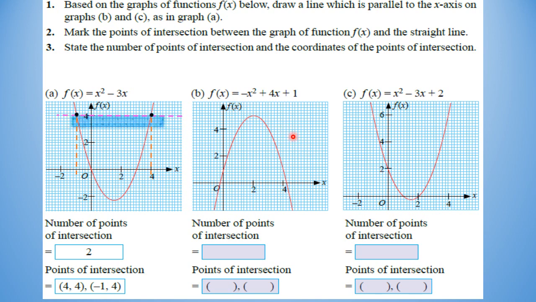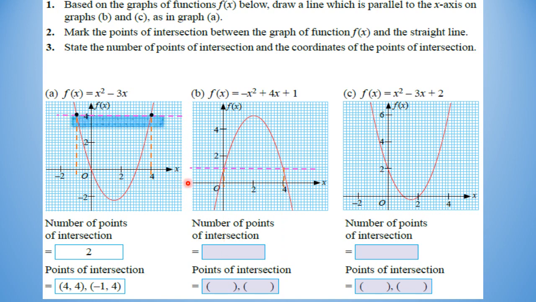Also the same. You draw a straight line that is parallel to the x-axis. You can draw y equal to 1, y equal to 2, y equal to 3, y equal to 4, and so on. If you want to draw y equal to 2.5, also can. But I choose a whole number here. I prefer to choose a whole number. Example, I choose y equal to 1. So I draw a straight line parallel to the x-axis, y equal to 1.